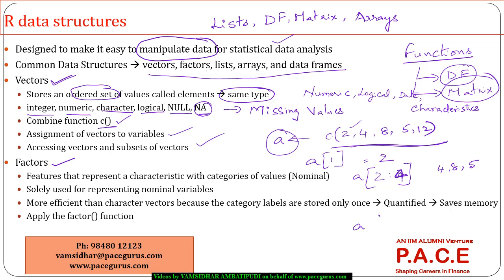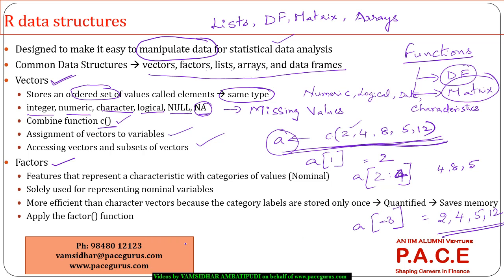Or if I'm saying A of minus 3, it means out of this A pull all the things except the third element. Minus is like a negative subscript, right? So it will bring out 2, 4, 5 and 12.